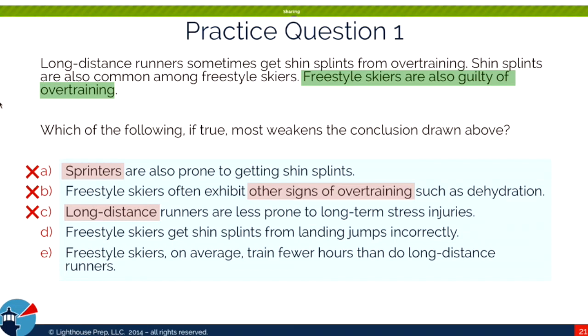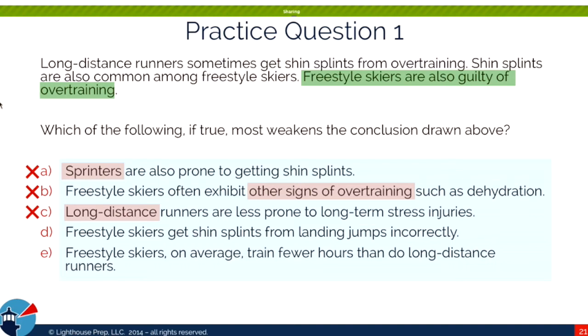On to answer choice D. Freestyle skiers get shin splints from landing jumps incorrectly. Okay, so this one seems like a candidate for us because it says you can get shin splints from something else. Remember, our conclusion was drawn from the premise that shin splints are common among freestyle skiers, just like they are among long-distance runners. And because long-distance runners are guilty of overtraining, so are freestyle skiers.